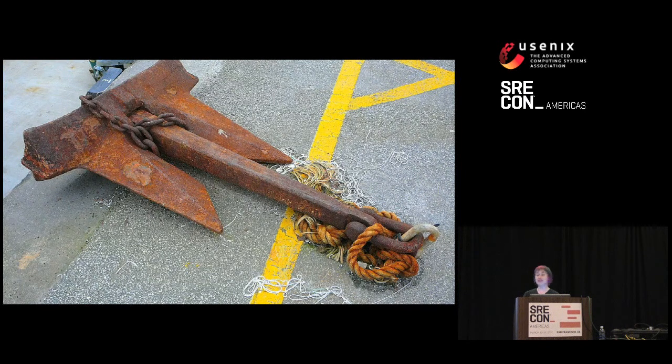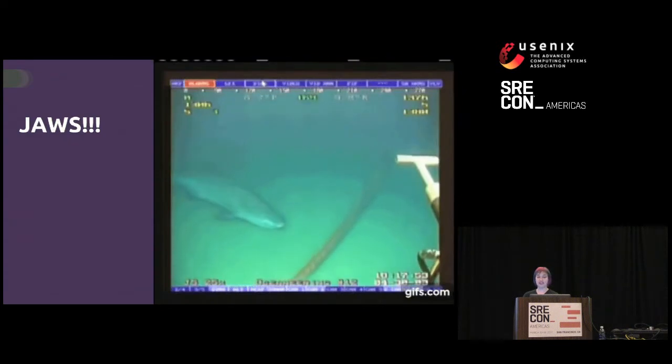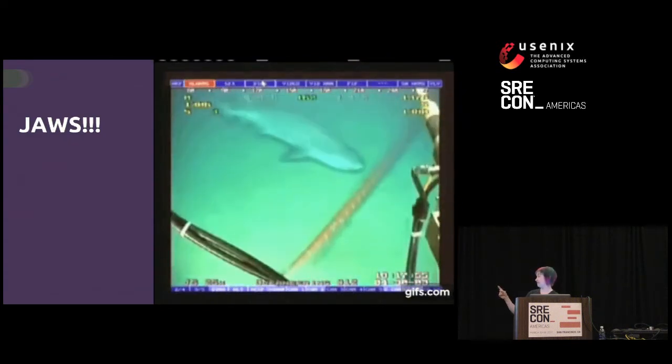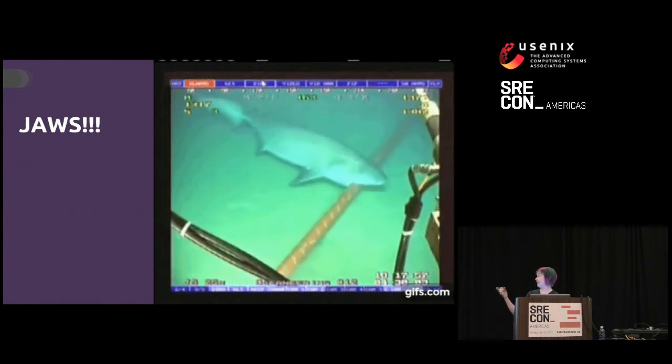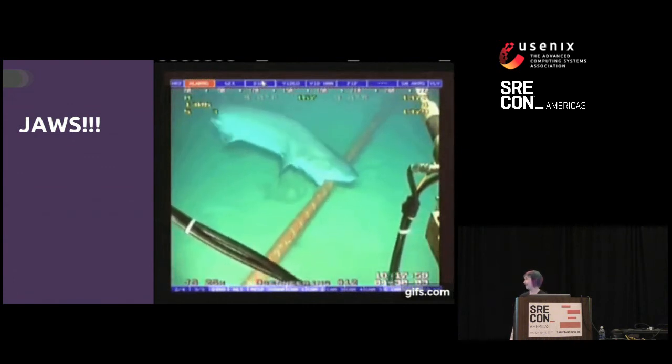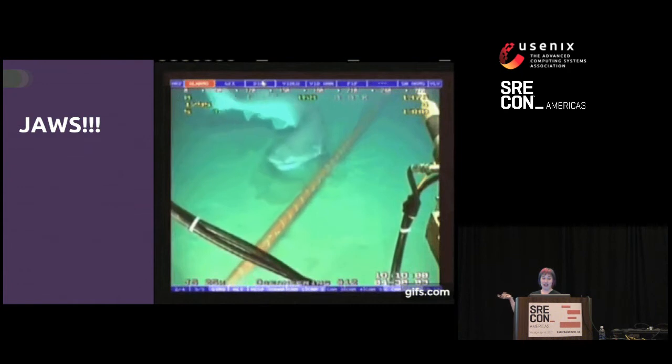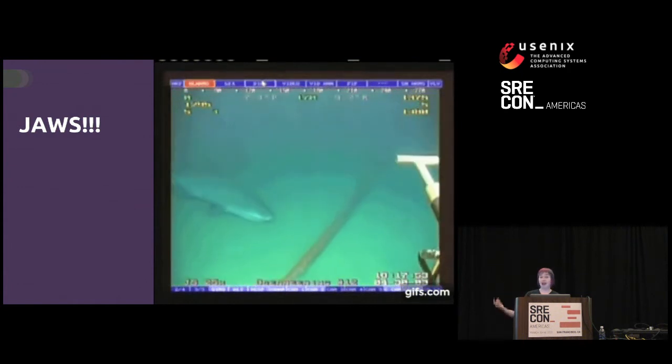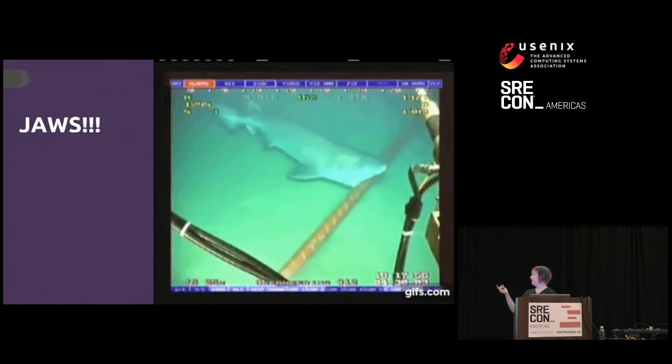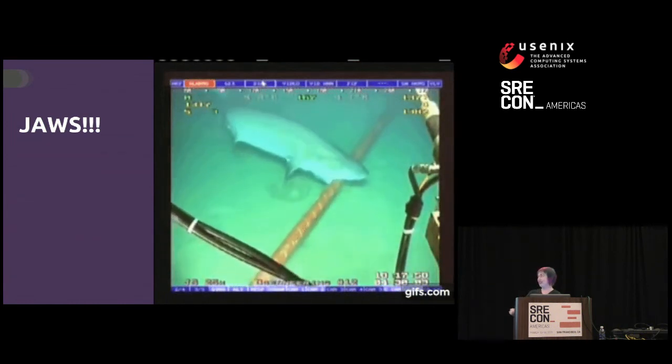As well, even scarier, sharks. Yeah. That is a shark actually biting a cable. We aren't quite sure why sharks like to bite cables, but I don't know. I'm not asking that shark. That's scary.